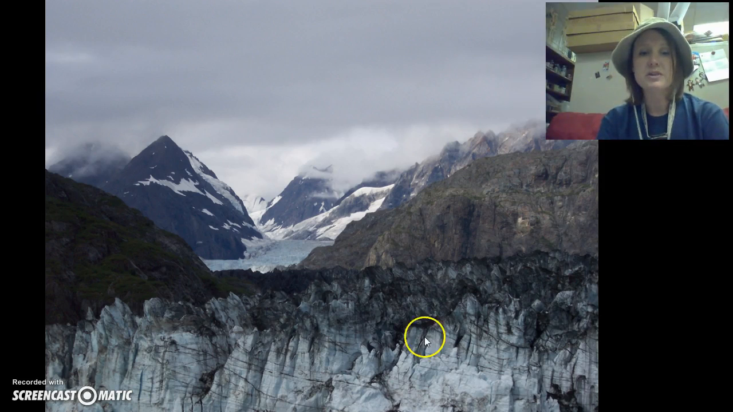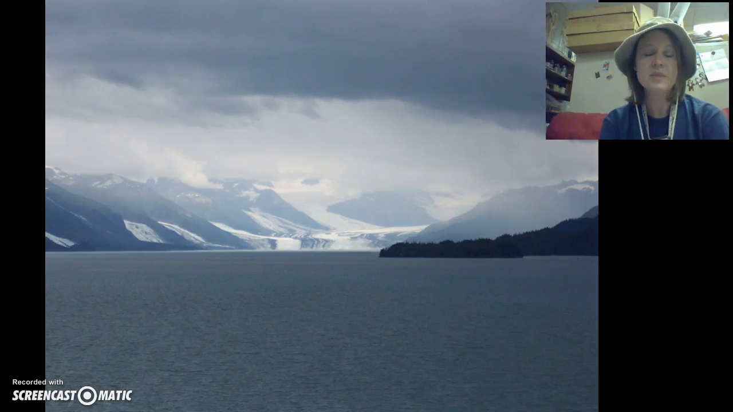These are just another view, and you can see the ice there at the bottom before it calves into the water, and then looking up at these alpine glaciers. This is called College Fjord. This is on the coast of Alaska. There's probably about 8, 9, or 10 different glaciers that are emptying into this fjord.